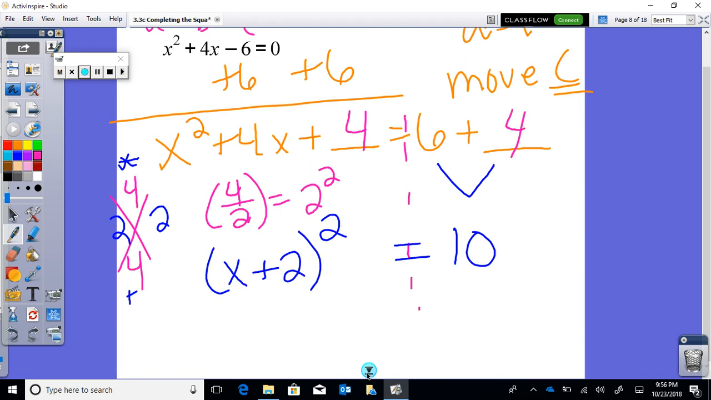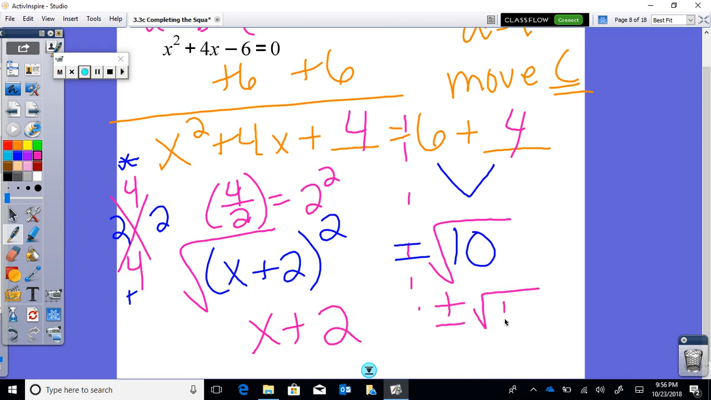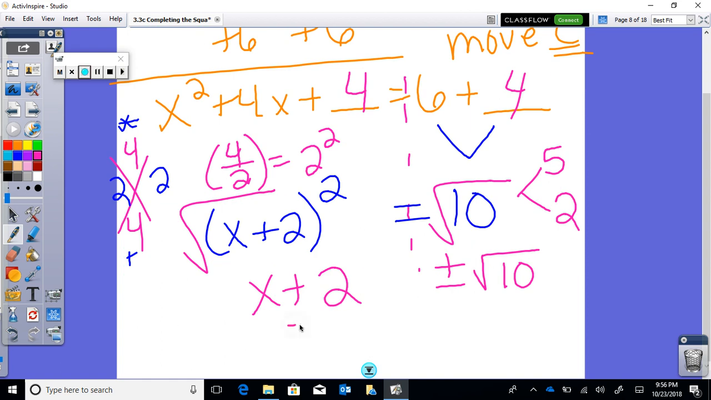From here, I can square root both sides. That leaves me with x plus 2 on the left, and plus and minus the square root of 10. Note that the square root of 10 is 5 times 2, and 5 is prime and 2 is prime, so there's no perfect squares under the radical, so I leave it as just plus or minus the square root of 10. Now to get x by itself, you can subtract 2 from both sides.